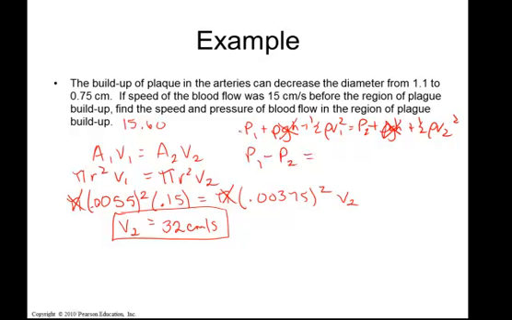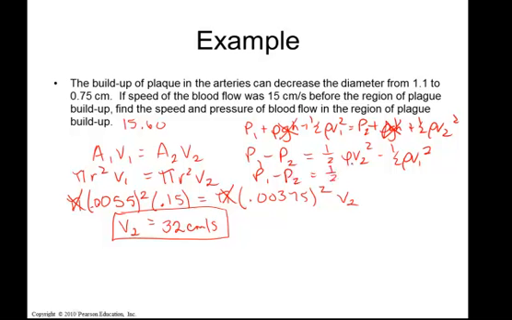Now, if I had a pressure originally, I would just plug it in here, and then I could find the pressure at the second case. But they didn't give me the pressure. I'm just going to have to find the pressure drop. So I'm going to be taking the 1/2 rho V2 squared minus 1/2 rho V1 squared to get the difference in my pressures.